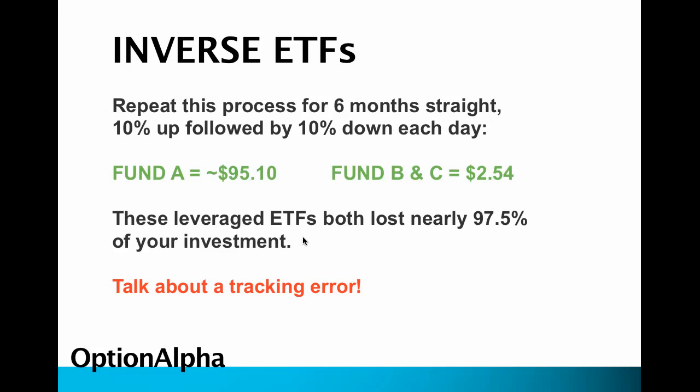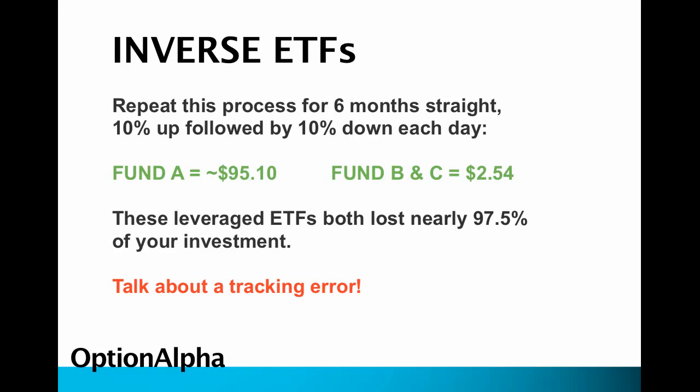Now talk about a tracking error on the part of these ultra fund brokerage houses, right? These are supposed to track them 10% up, 10% down, double up, double down, but you can see that if you actually do the math and work the numbers out, they actually start to lose money over the long run.